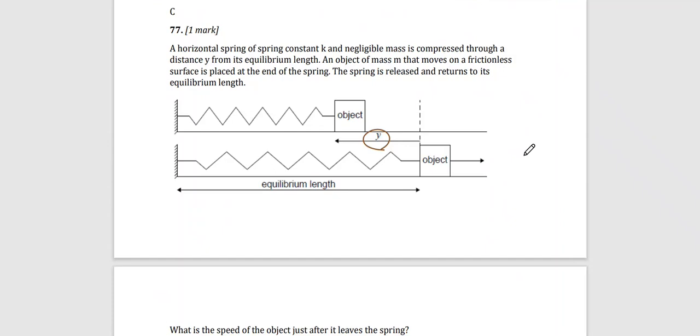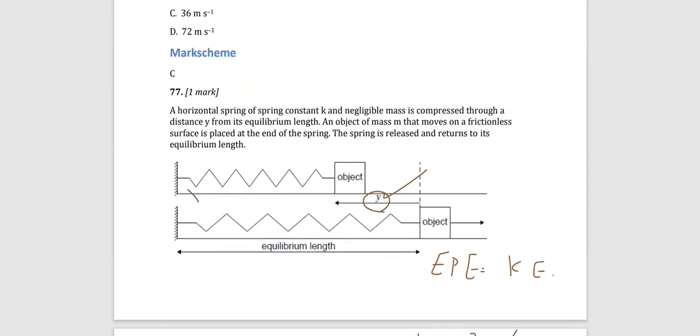We're going to use the conservation of energy. The initial energy we start with is elastic potential energy, and since the object starts to move, the final energy will be kinetic energy. This will be half the spring constant times delta x, the compression distance. The compressed distance is y, so it will be times y squared. This will equal half m times v squared. Half and half cancel out.